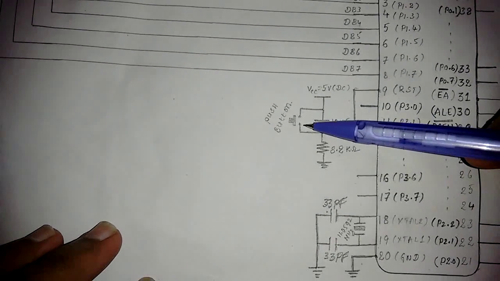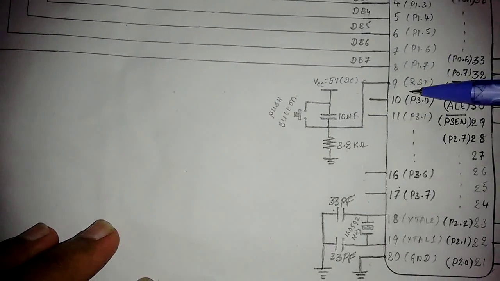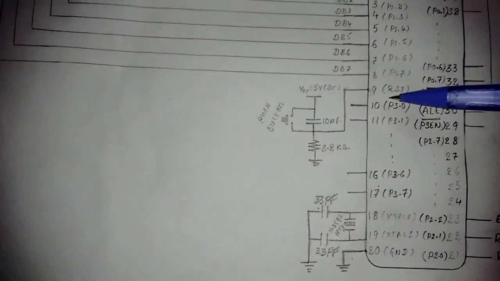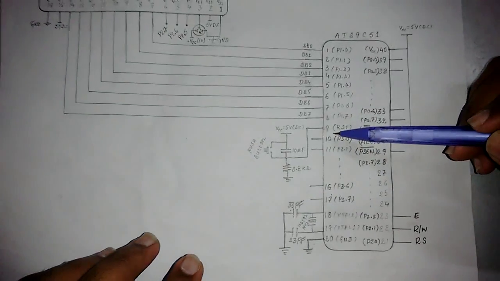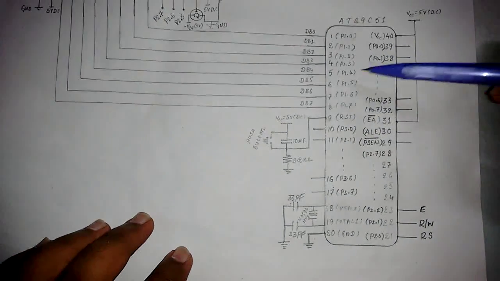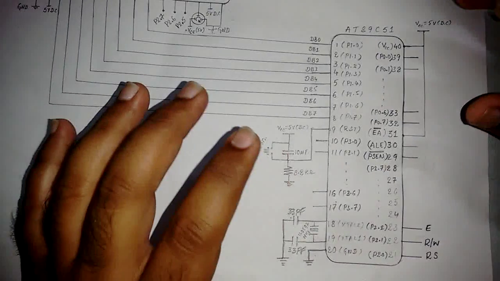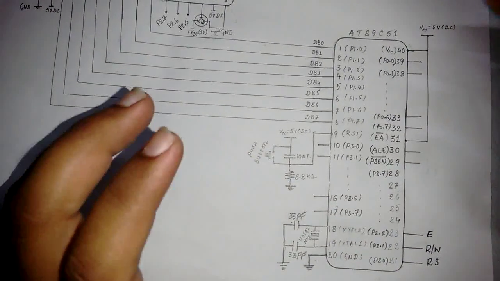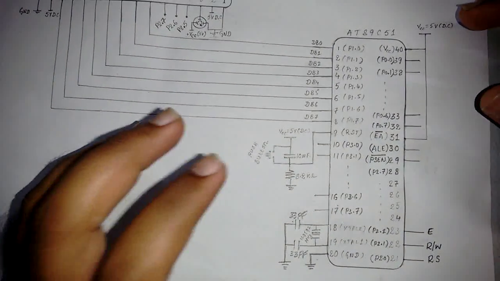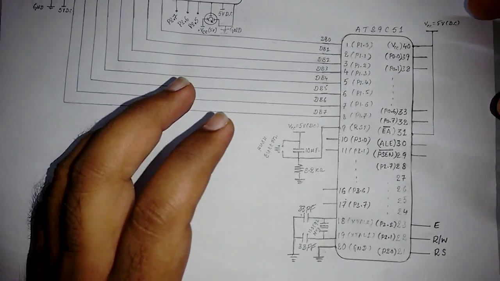Fine. A push button has been used to reset the microcontroller 8089C51. Whenever the push button has been pressed, microcontroller gets into reset mode. Fine. So this is the basic minimum circuit connection of your 8089C51. Later on we'll be talking about hardware connections of my 8089C51.